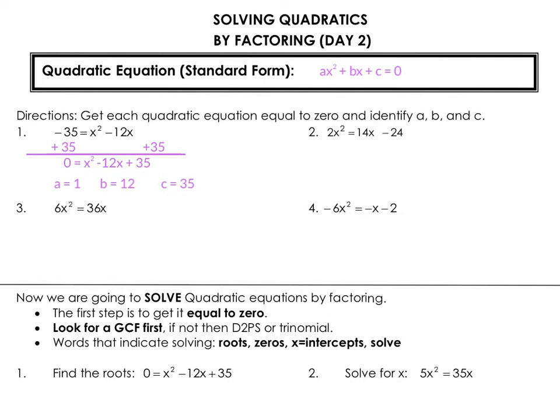Always try to keep your x squared positive. That'll just make it easier when you factor. So for example, in question number 4 here, we see the negative 6x squared, so I would actually move this to the other side so that it becomes a positive. Here we have the 2x squared. We should actually leave that on the left-hand side. Even though it's more work to subtract the 14x and add the 24 over, that's going to keep our a value positive, which tends to work out better when we factor.